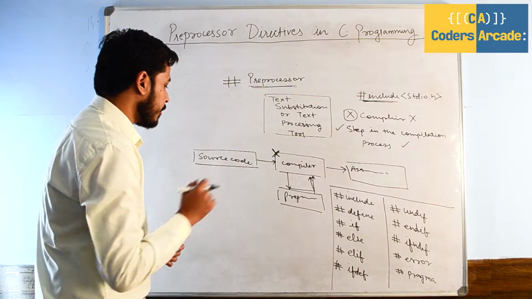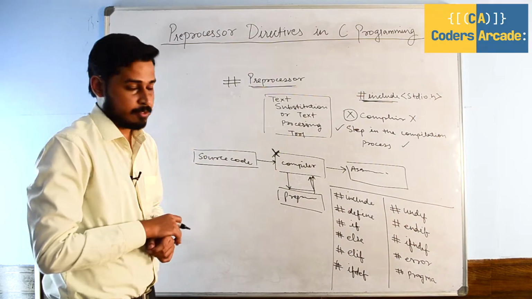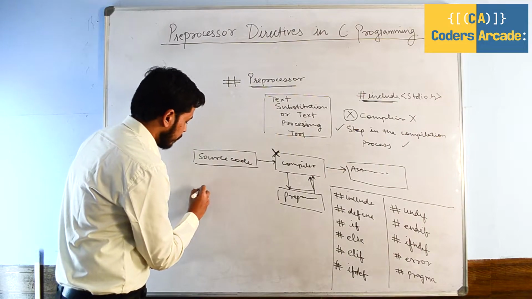Got it? Now preprocessor directives are of three types. Basically, they are of three types.